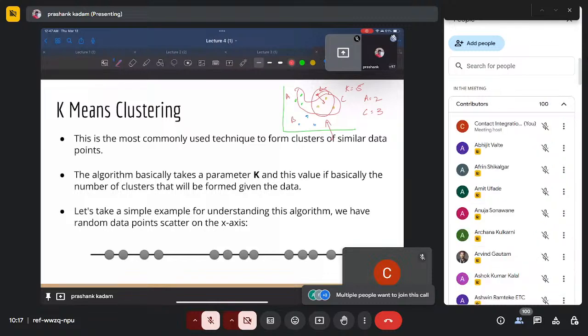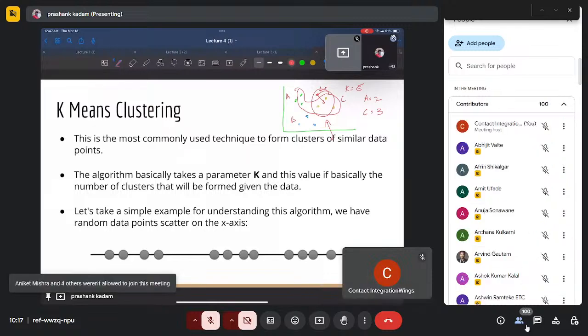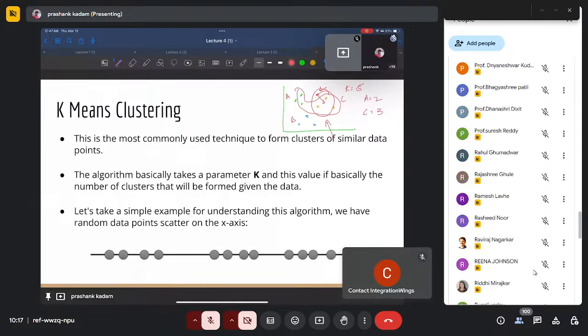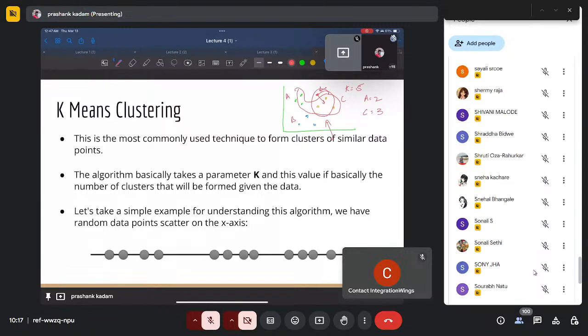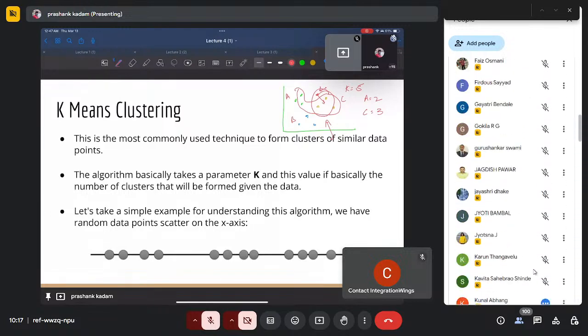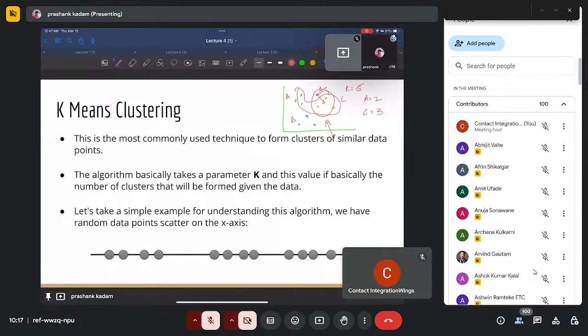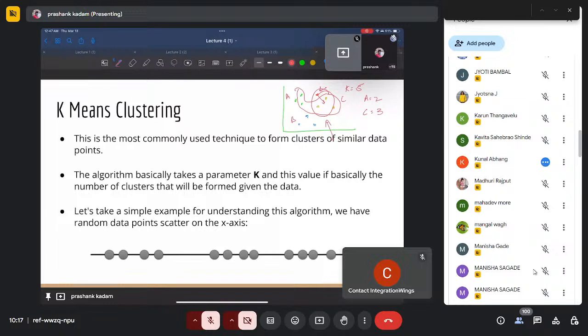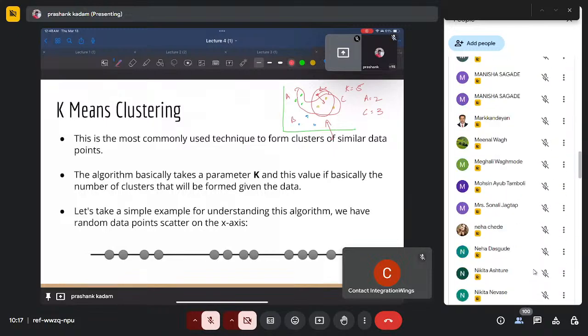So here what we'll try to do is we'll still try to cluster the data purely based on distances between the data, right? This is one of the most commonly used techniques for clustering similar data points. Basically the algorithm takes a parameter k, and this value is the number of clusters that will be formed using our data.